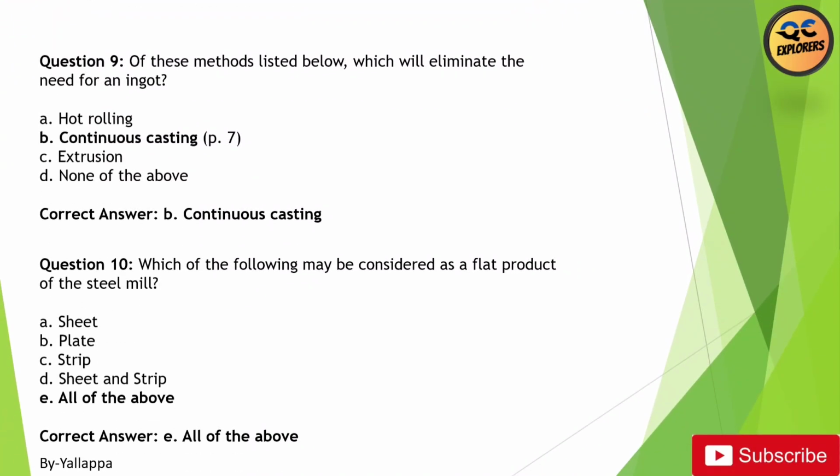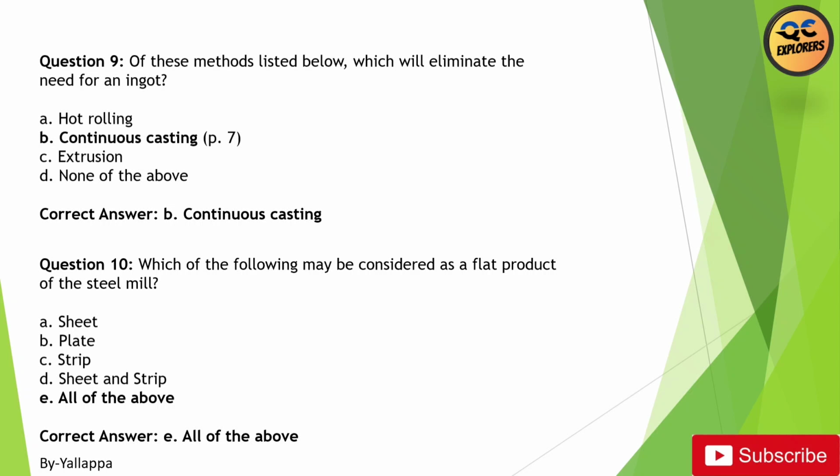Question 9. Of these methods listed below, which will eliminate the need for an ingot? A. Hot rolling. B. Continuous casting. C. Extrusion. D. None of the above. Correct answer, B. Continuous casting.